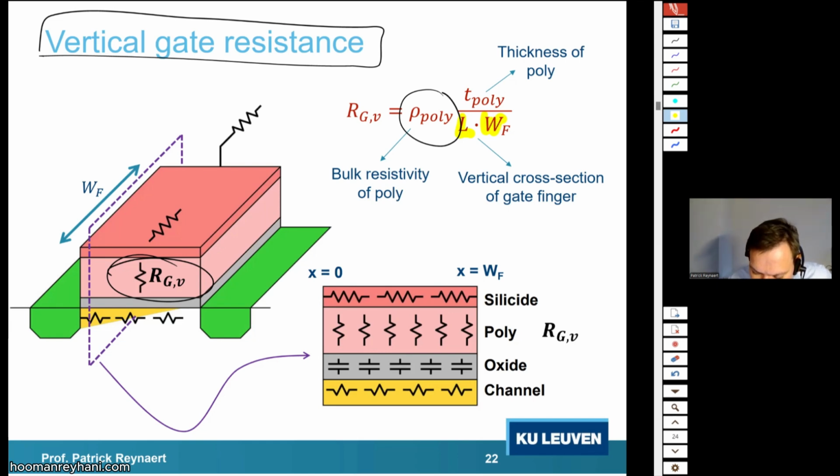So that would actually be an argument to make the finger width larger and to make the length of the transistor larger. It would give us lower resistance. It would give us higher fmax.